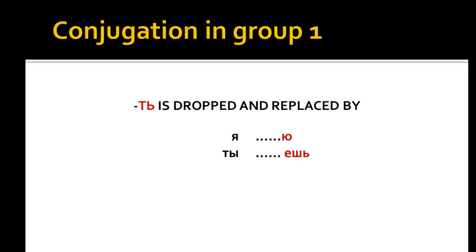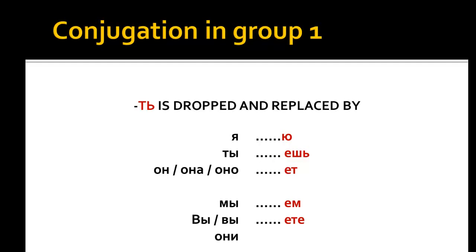Ты, ешь. Он, она, оно, ет. Мы, ем. Вы, ете. Они, ют.